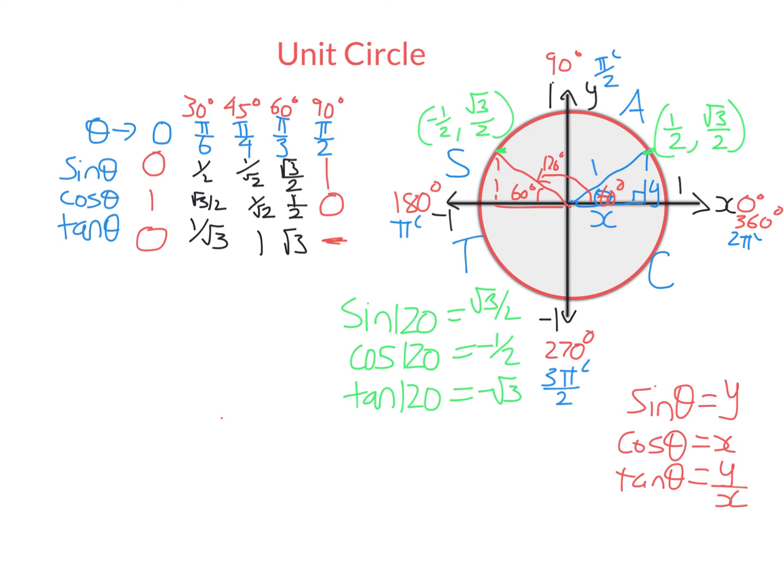So remember, 90 degrees is just pi on 2 radians. What that means is sine pi on 2 radians is 1. Cos pi on 2 radians is 0. Tan pi on 2 radians is undefined.